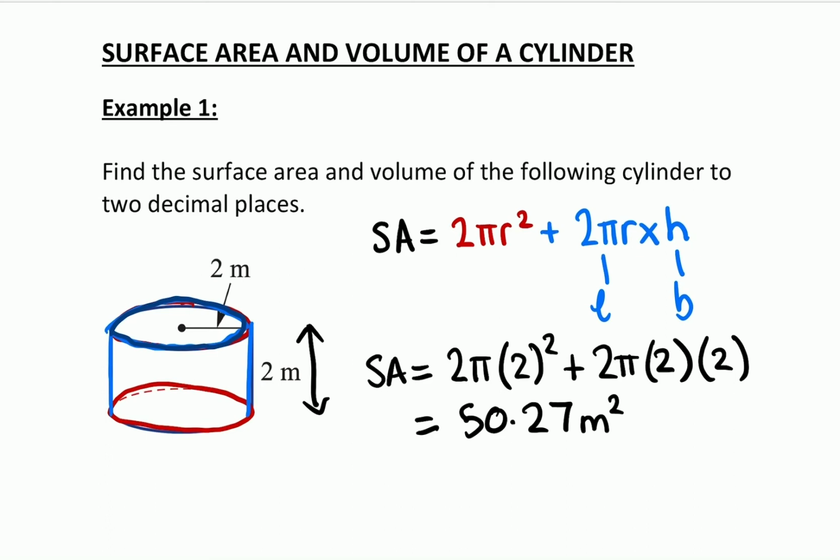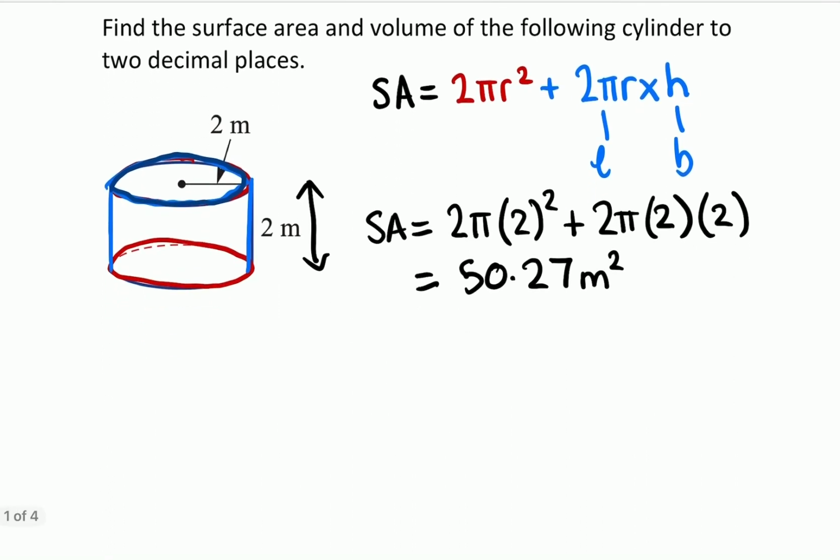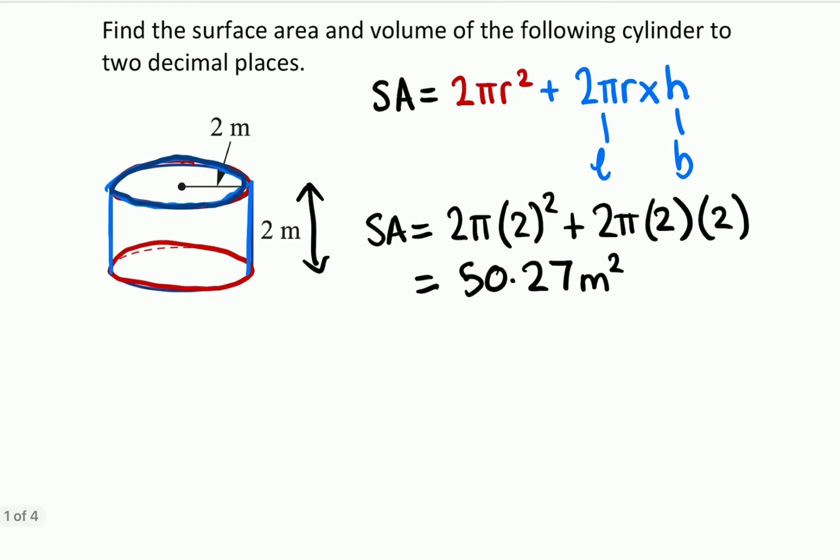Now for volume, just move down a little bit. If we wanted to calculate the volume of a cylinder, well, we did volume of prisms last lesson, and that was quite easy. That was just the base times the height, or the base times the length of the prism. So our base in this case, we can look at this as though it's a prism. It's a circular prism. Our base is our circle.